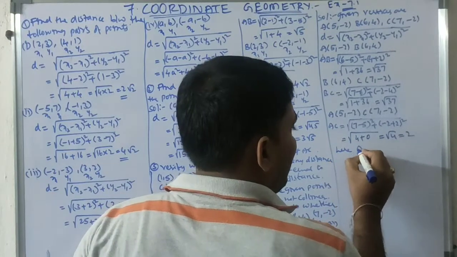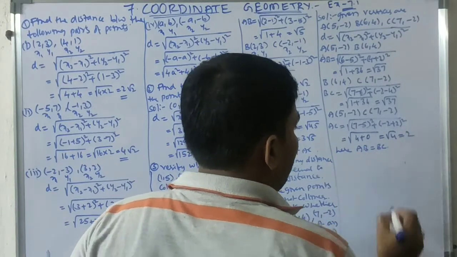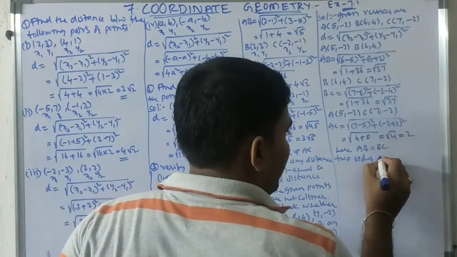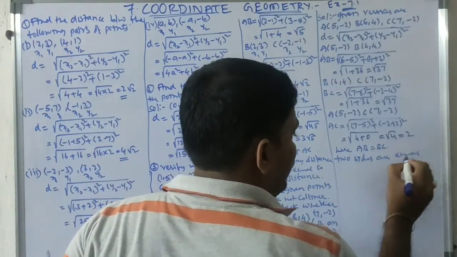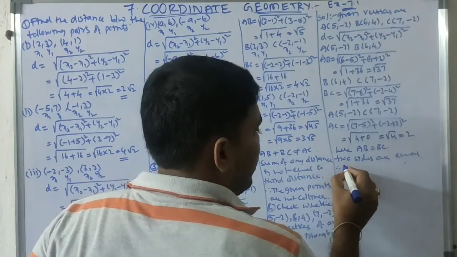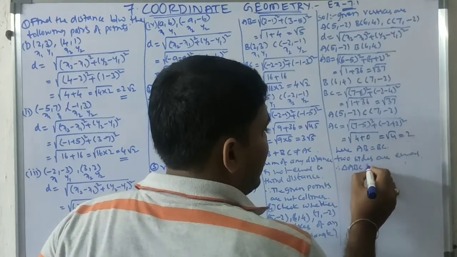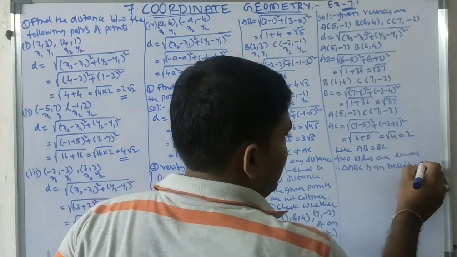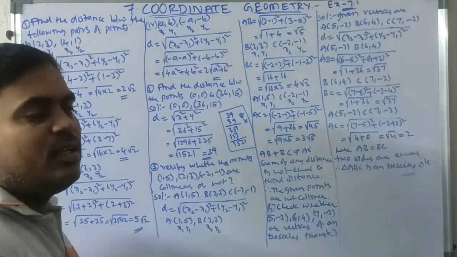So in the three distances, AB and BC are equal. Here AB equal to BC. So two sides are equal. If two sides are equal, therefore triangle ABC is an isosceles triangle. So this is the required solution.